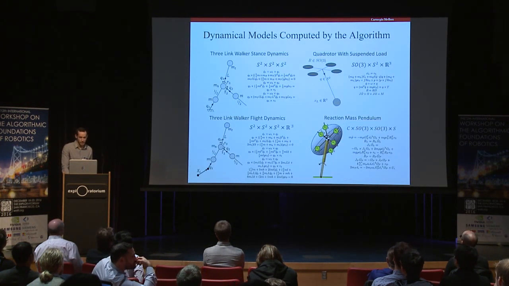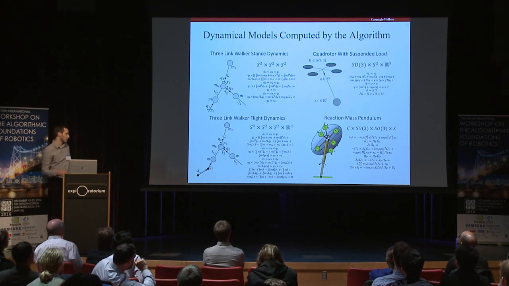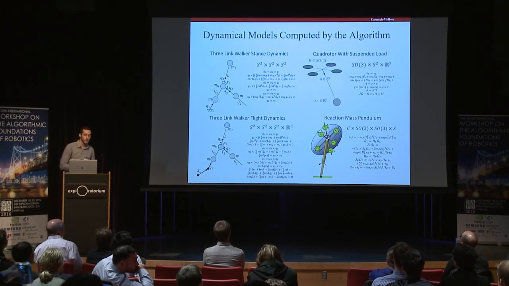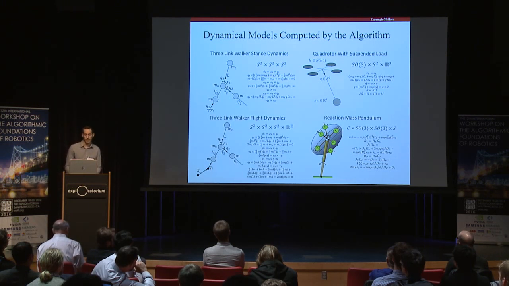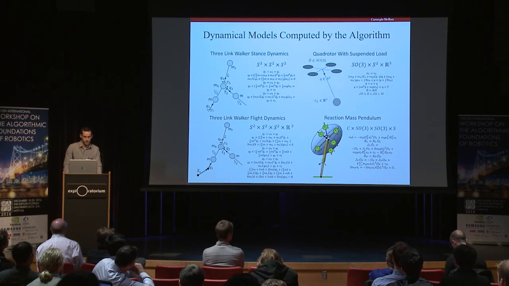And these are some more realistic robotic systems that we were able to automate the dynamics for. On the left, you have your 3-link walker, the stance and the flight dynamics. In the top right, we have a quad rotor with suspended load. And in the bottom right, we have a reaction mass pendulum. The reaction mass pendulum can give you higher fidelity rotational dynamics for a walking mechanism in its flight stage. So these are some models that we can get these compact dynamics for and start to build nice control architectures for these types of platforms.